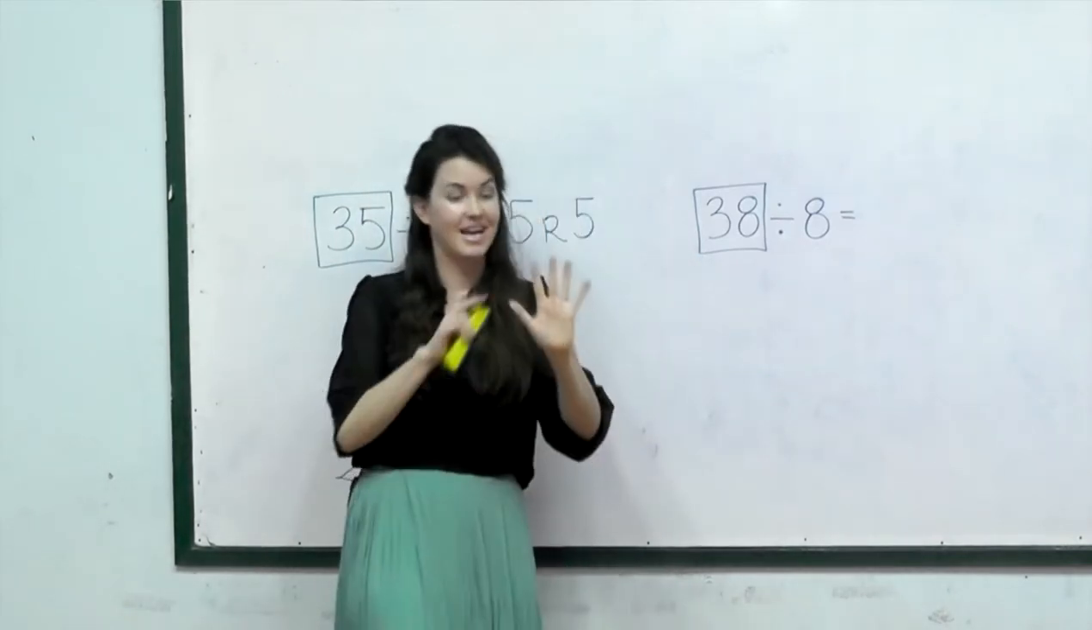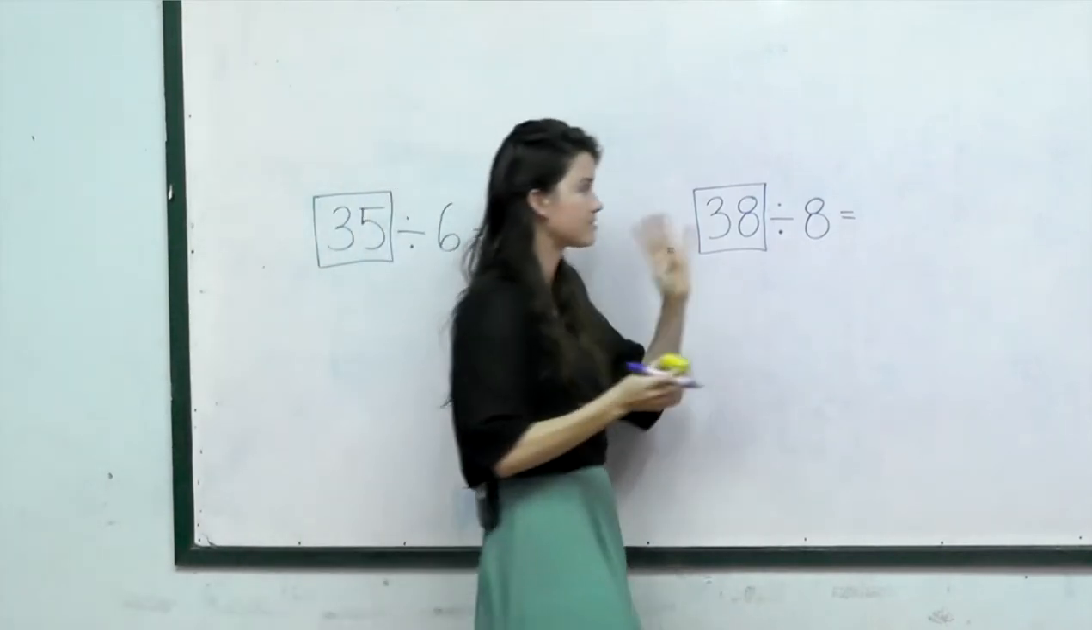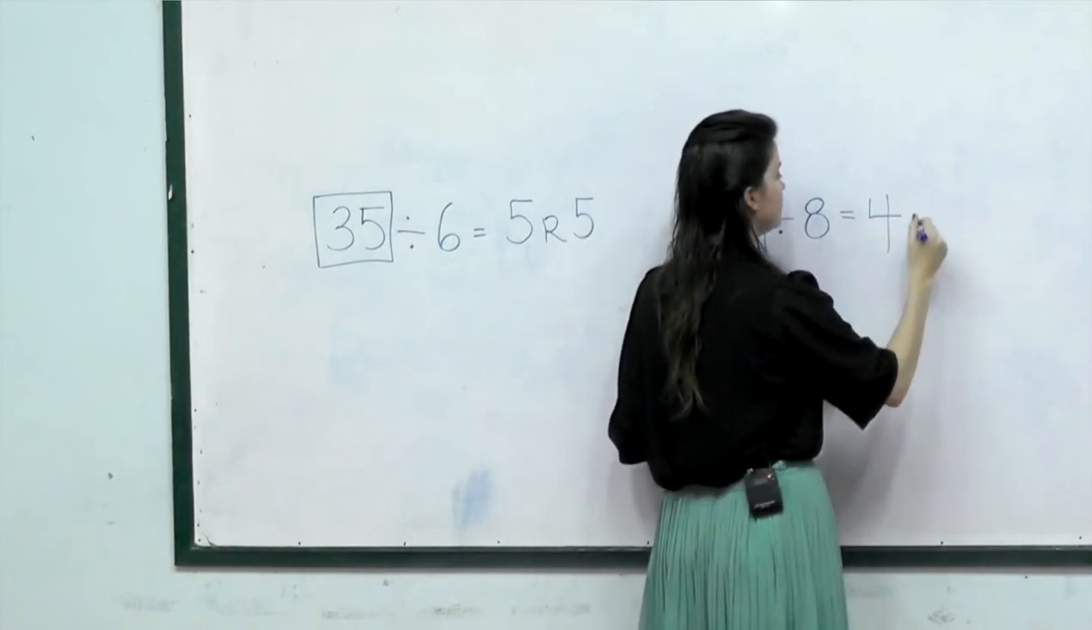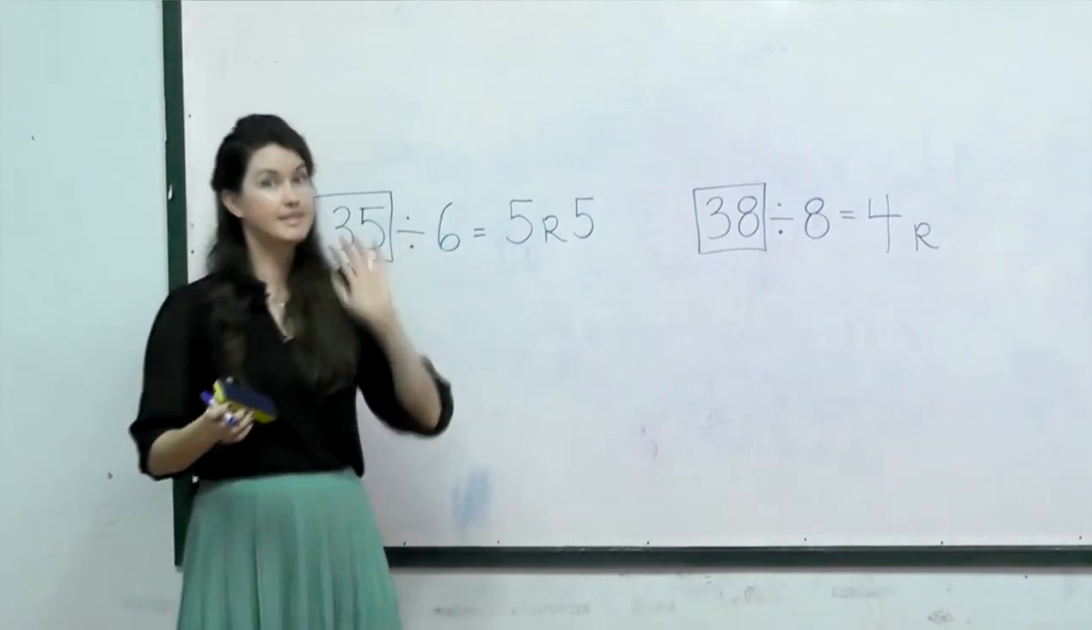8, 16, 24, good. 32, very nice. Okay, 40's too high, so we're going to go back to what number? 4 with 32. So our 4 is going to go here. And think about our R. We need to count. We stopped at 32.